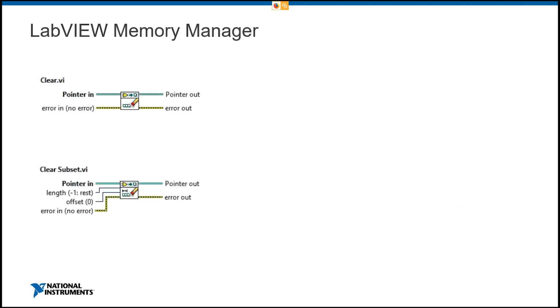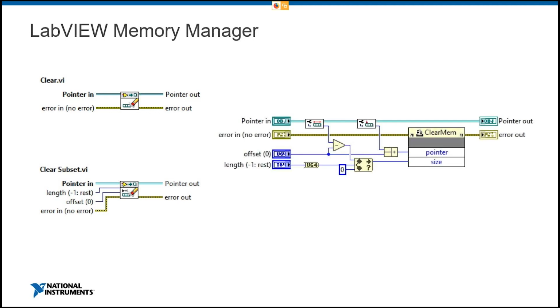There's also the clear function. So clear is a way you can clear all the bytes in a pointer that you have allocated. You can also clear a subset, so you can do a kind of in-place replace of some of the data. You can do that as well.